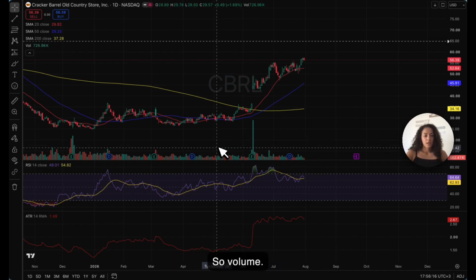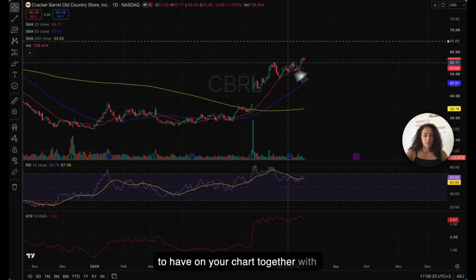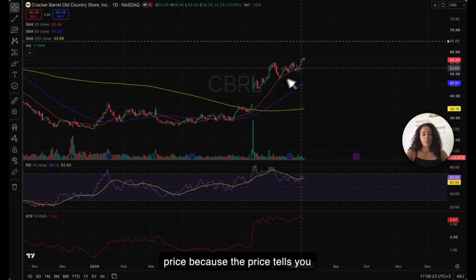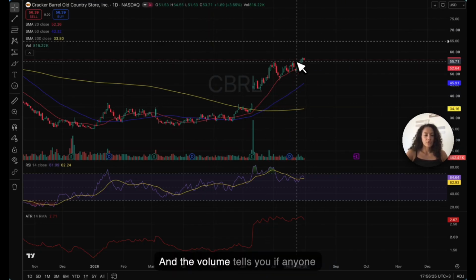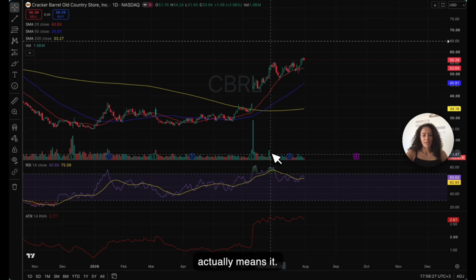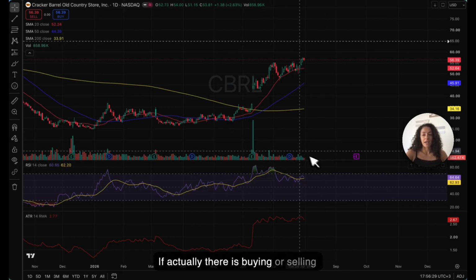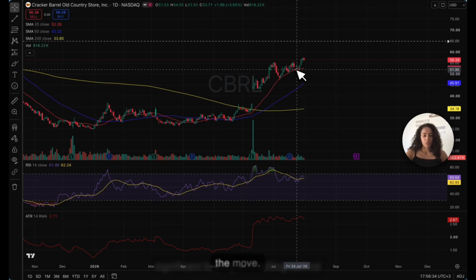Now, a second thing, and this is non-negotiable, is the volume. Volume is something that you always need to have on your chart together with price, because the price tells you what's happening, and the volume tells you if anyone actually means it. If there is significant buying or selling behind the move.